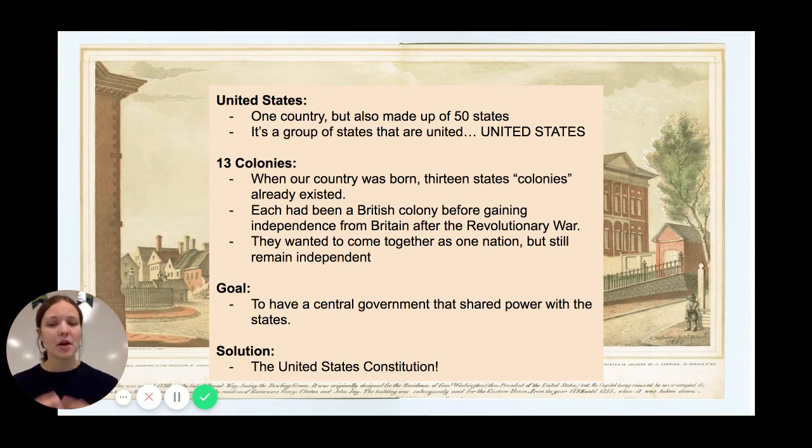So the solution was the United States Constitution, which we learned about a couple of weeks ago. And so this Constitution united all of the states, and the umbrella over all is the Constitution, and the states are underneath it.